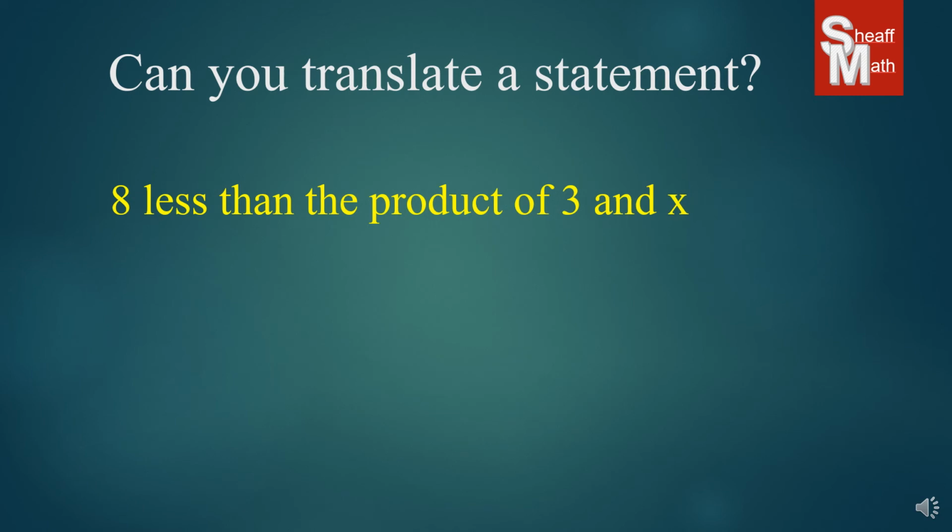8 less than the product of 3 and x. So going back to that less than, remember that less than means that we're going to have minus 8 at the end. 8 less than. And what do we have 8 less than? Well, the product of 3 and x. And product is the multiplication answer. And so 3 and x are going to multiply. And then we're going to have 8 less than that. So minus 8, giving us this answer.